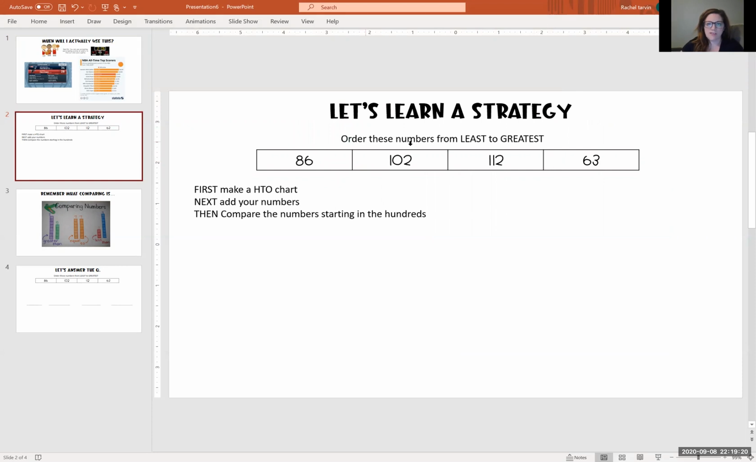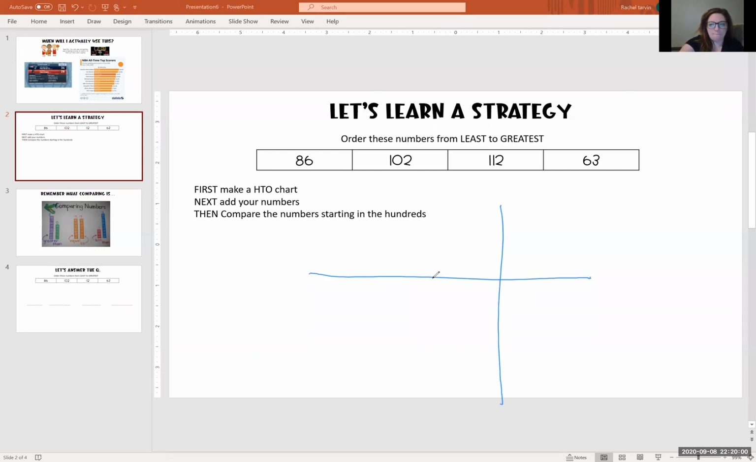Here's our question. It says we're going to order the numbers from least. Remember, least is the smallest because it starts with an L, like little. And G is the greatest because it starts with a G, like giant, okay? So we're going to order these numbers from least to greatest. If we're looking at a number line, our least numbers are at the beginning and the numbers get bigger as we go on. Okay, so let's look at the steps to ordering these numbers. It says here that my first task is to make a hundreds, a tens, and a ones chart. So let's go ahead and do that.